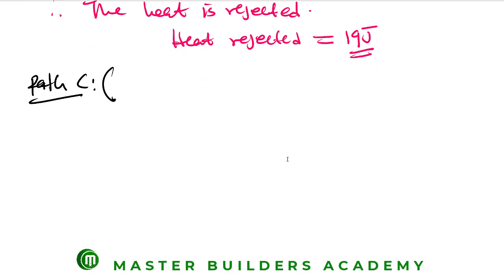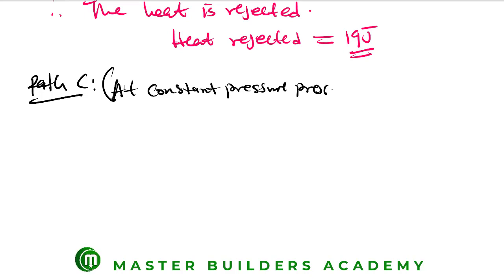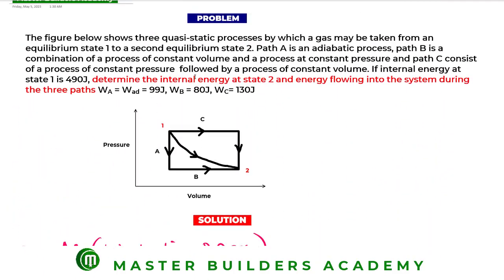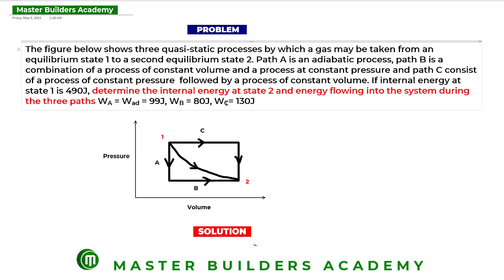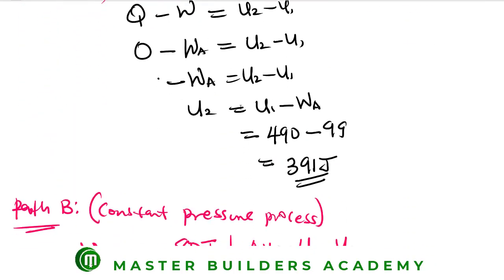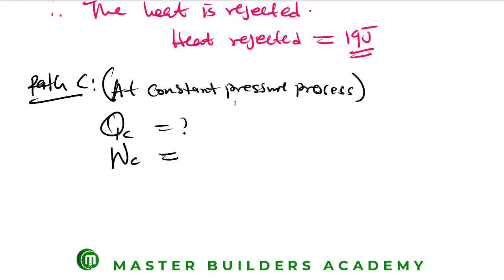So we still have this at constant pressure process. So again, what is the heat here? It's not given. Work done here is given. Now let's slide up so that we can see the value for the work done there, which is the last value in the question. We were given that WC, as you can see here, is equal to 130 joules. So we'll move down and then put in the values.